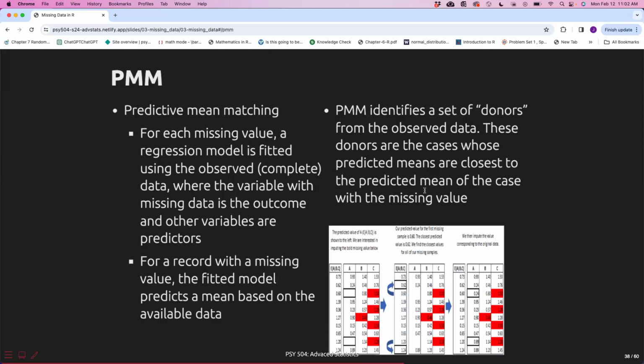So this is a very simplified representation of what this is doing. Again, it uses what's called a donor set, where it's selecting a whole bunch of values that could be related or very similar, and then placing them in there. And then we're doing this multiple times and pooling across all of these. But this is what predictive mean matching is, essentially.